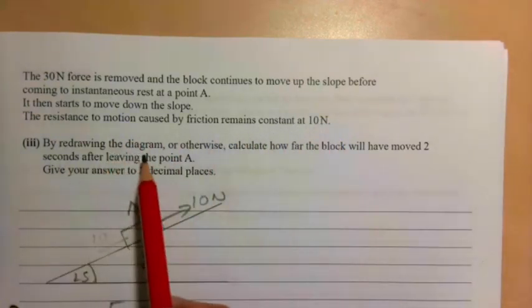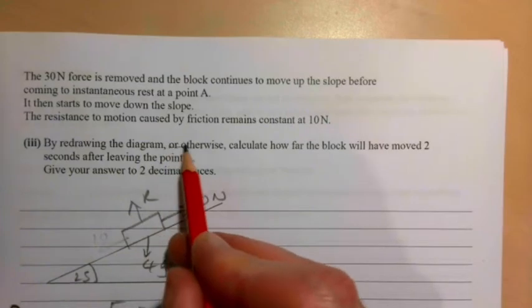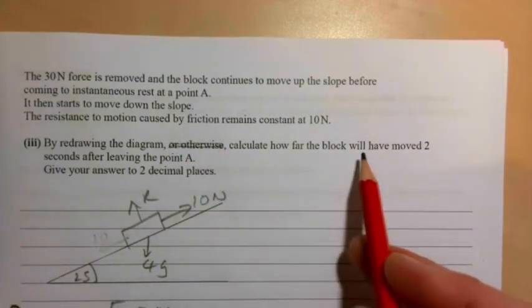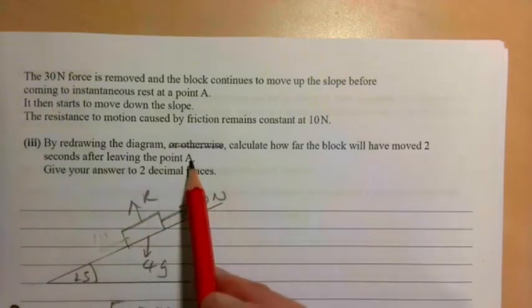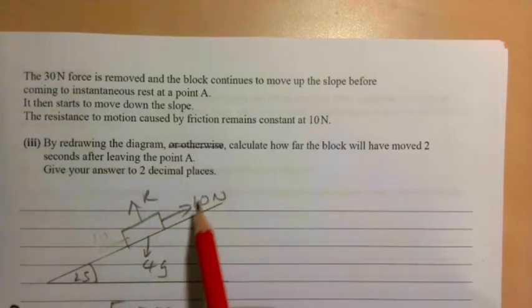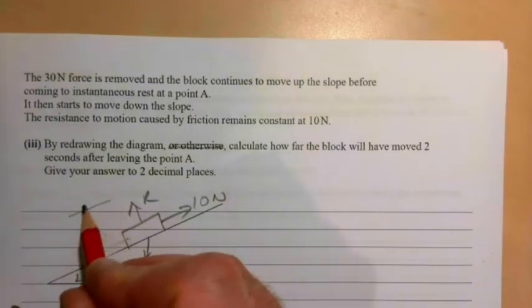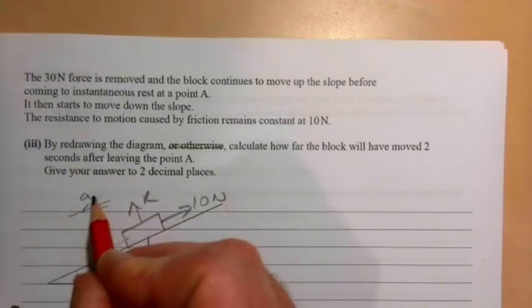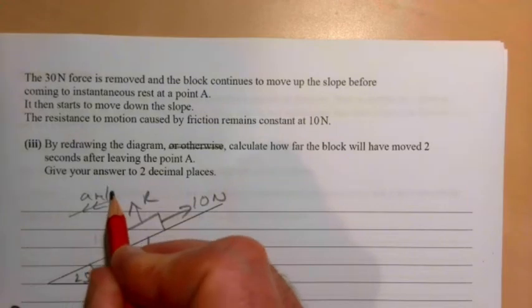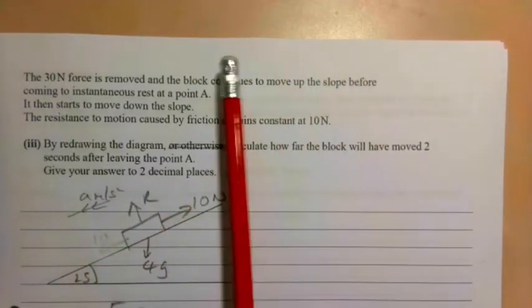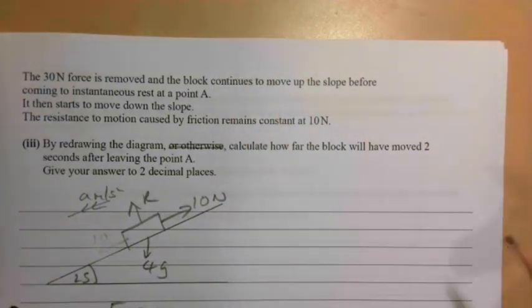By redrawing the diagram, or otherwise. I would definitely want to see a diagram drawn, that's okay. Calculate how far the block will have moved 2 seconds after leaving the point A, giving your answer to 2 decimal places. So it's now going to start accelerating down the slope again, and we need to find a new acceleration and work from there. So let's do some calculations.